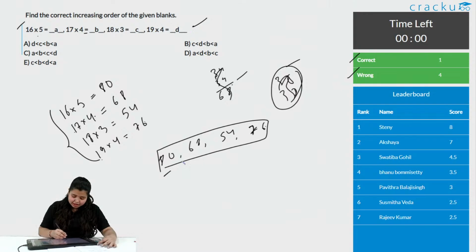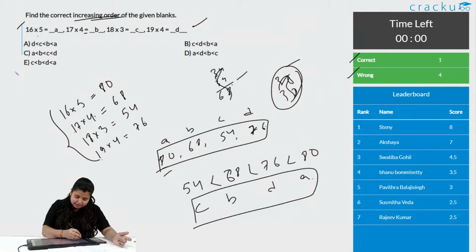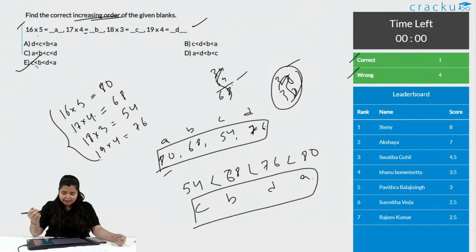But the other thing it is saying is in increasing order. Increasing order means the first one should be the smallest one. After that, what comes? The bigger one, 68. After that, 76. After that, 80. So, this is A, B, C, D. It is C, B, D, A. Where is this set? It is in option E, and one person got this correct. Yes, Nancy, it's option E, the correct answer.